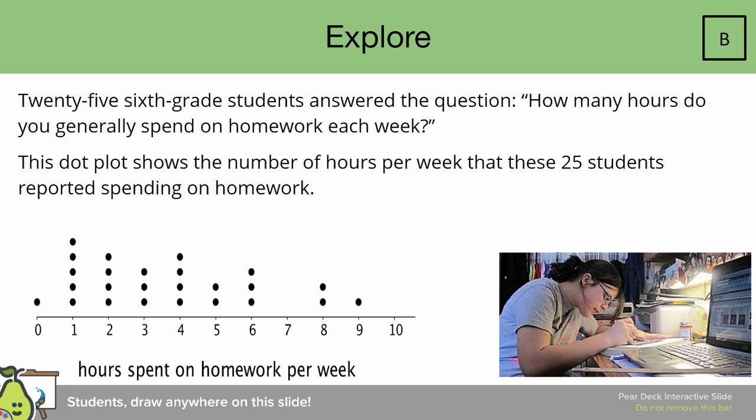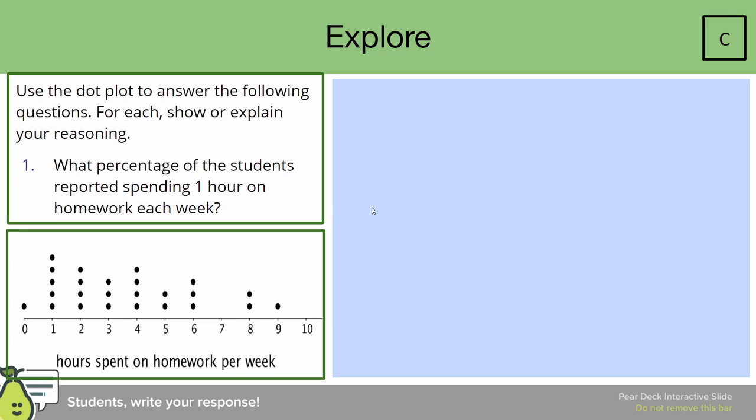Let's read the question together. The question says, 25 6th grade students answered the question, how many hours do you generally spend on homework each week? The dot plot shows the number of hours per week that these 25 students reported spending on homework. So here you have your dot plot, and down here it tells you that this is the hours spent on homework per week. So these numbers down here represent the hours spent on homework per week. Okay, with that said, let's take a look at some of these questions.